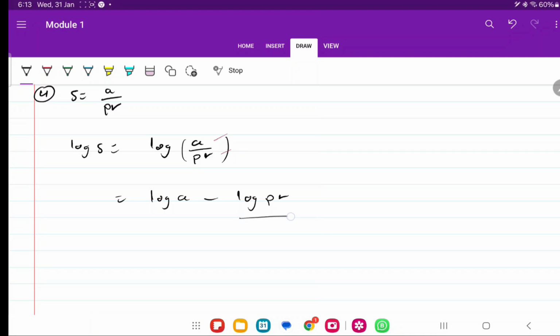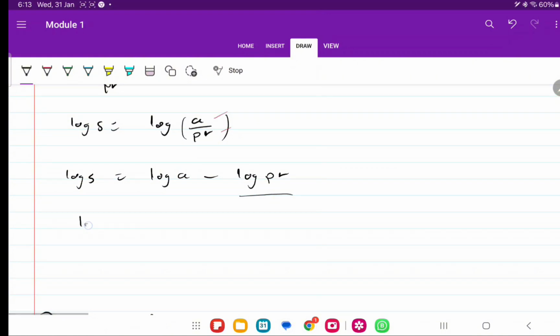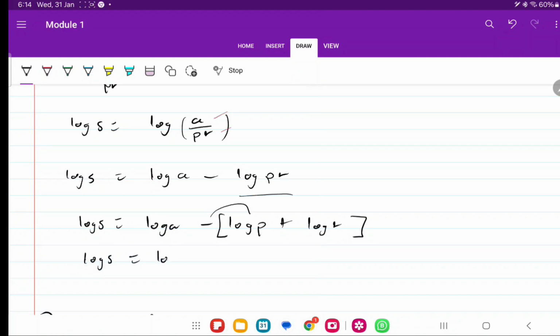And now I can expand this logarithm using the product law. First, let me write back my left-hand side. All right, so that's going to be the log of A minus the log, well, it should be minus into the log of P plus the log of R. Now I can distribute this minus, all right? So this is going to give me log S is equal to log of A minus log of P minus the log of R.